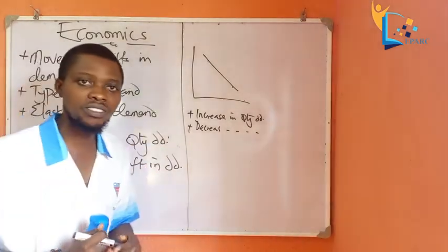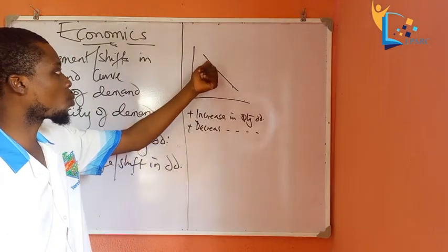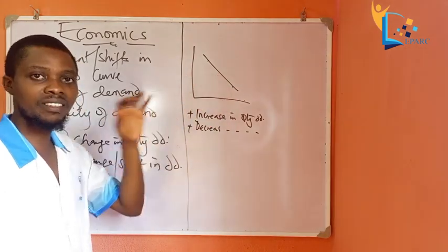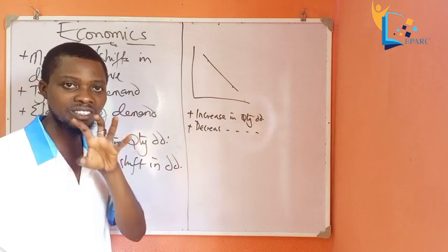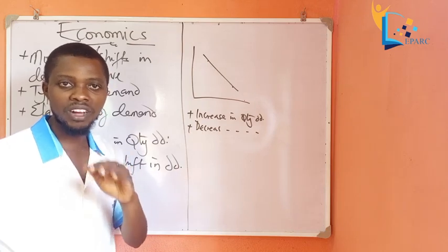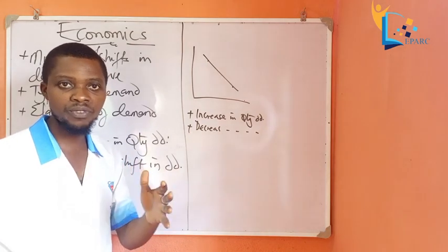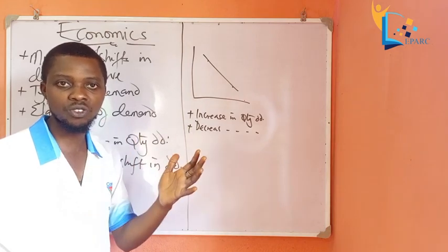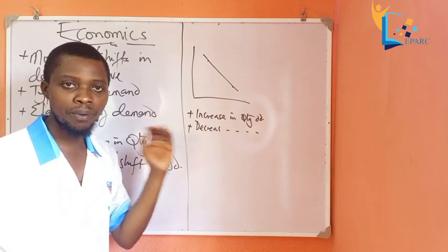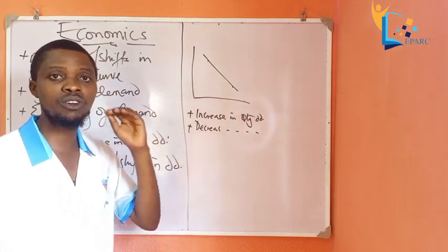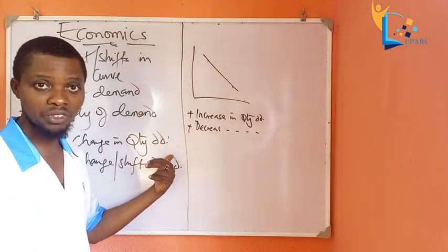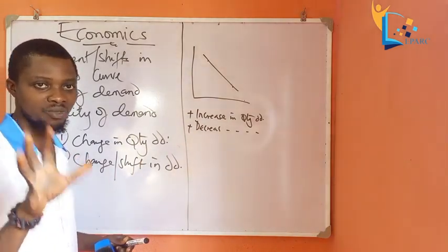When we talk about change in quantity demanded, we are talking about movement from one point to another, still on the demand curve. In this case, price is the influencing factor. Every other factor is held constant: factors like taste, income, preference, close substitutes, and the rest of them. Only price varies. Price is the only influential factor here. Are we together?